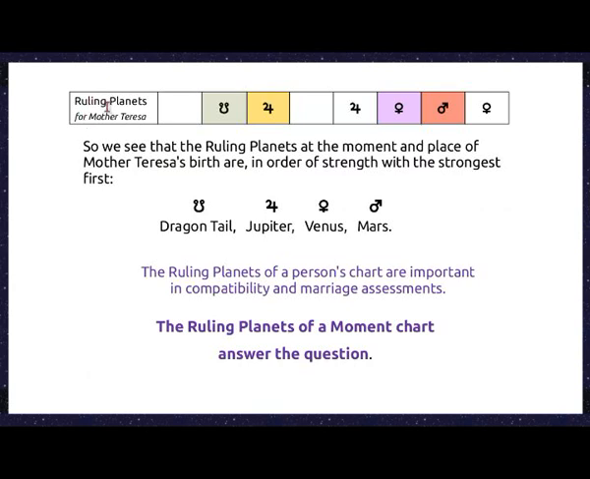So we're going to rewrite these just to recap. We can see we don't need to repeat the ruling planets, and so in order of importance, of strength, the most important, strongest rulers of her chart are the dragon tail, Jupiter, Venus, and Mars, in that order. The ruling planets of a person's chart are important in compatibility and marriage assessments, and even more exciting, as we will see in future videos, the ruling planets of a moment chart answer the question.